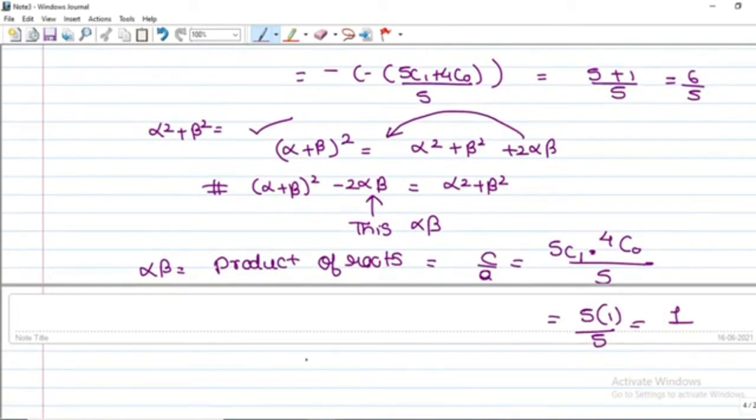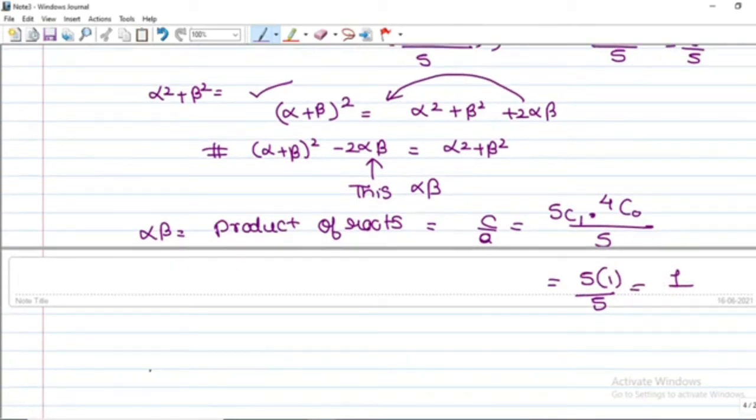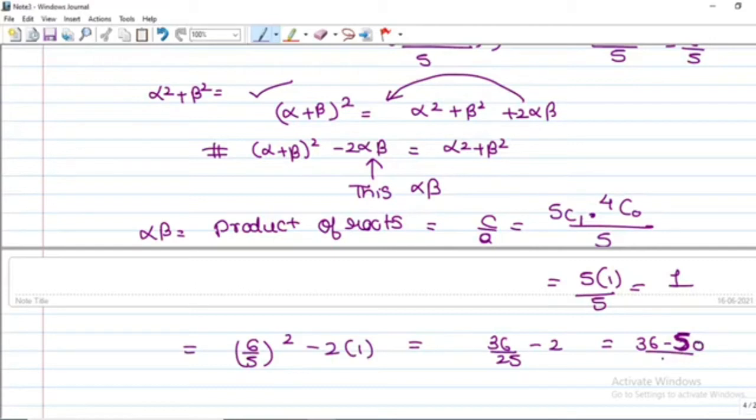So I got alpha into beta value, I have alpha plus beta value. So now let's substitute and see what we are getting. So 6 by 5 the whole square minus 2 into 1, okay, should be my value. So 36 upon 25 minus 2, so here you can see it will be 36 minus 50 the whole upon 25. So here you can see you are getting minus 14 by 25 as your answer.